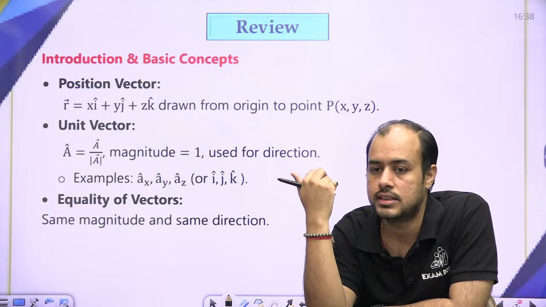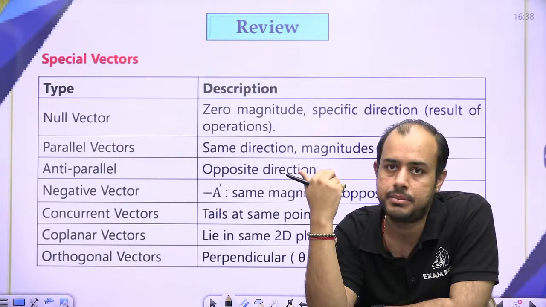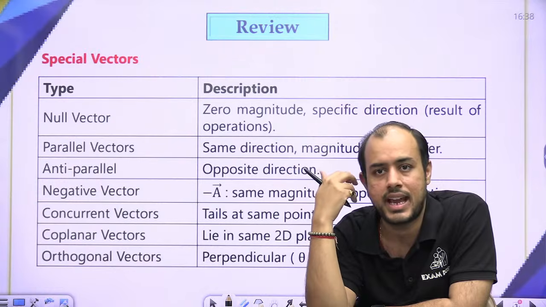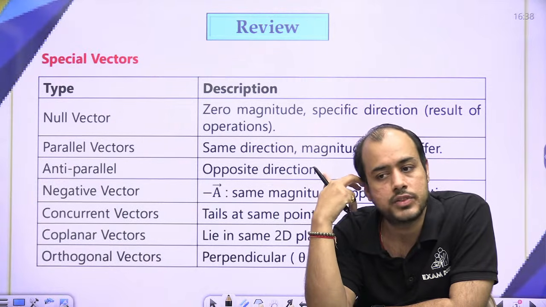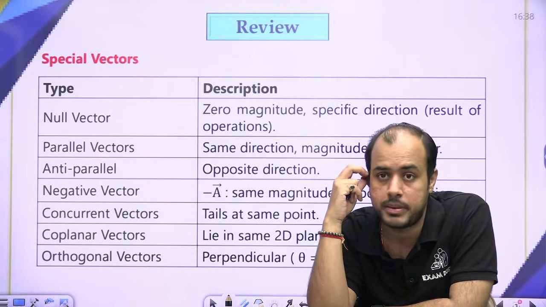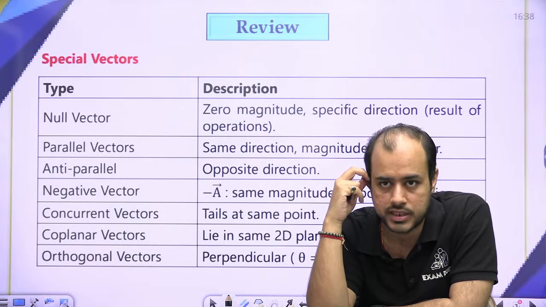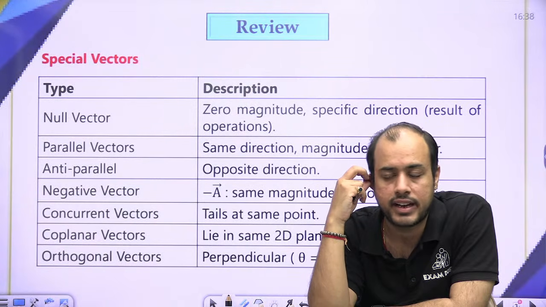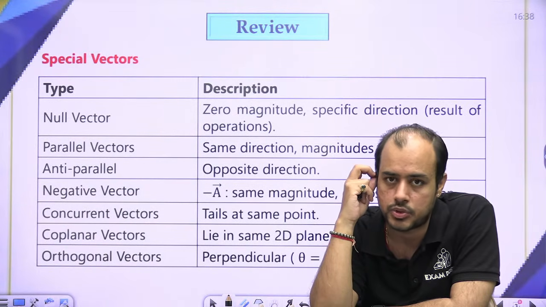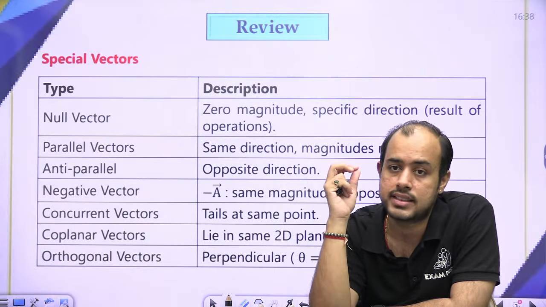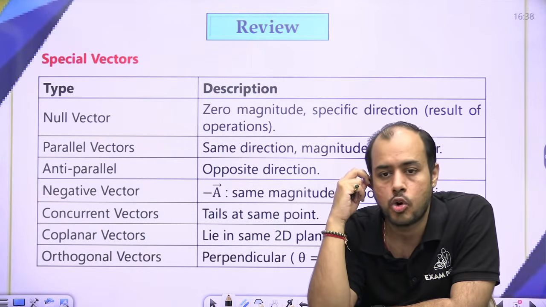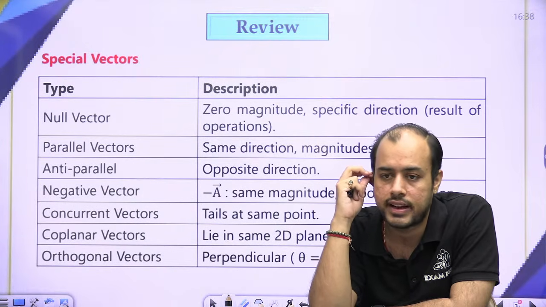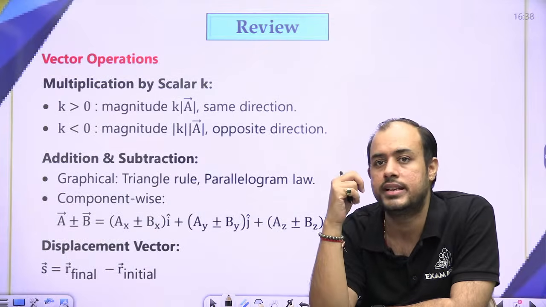Then equal vectors, which have the same magnitude and the same direction. Null vector, which has 0 magnitude, and there can be any direction. Parallel vectors, which have the same direction but the magnitude may be different. Anti-parallel, opposite direction. When we take minus a vector, it means we are reversing the vector, that is, the magnitude is the same and the direction is opposite. Concurrent, all the vectors having their tails at the same point. Coplanar vectors, vectors that lie in the same plane. Orthogonal vectors, which are perpendicular to each other.